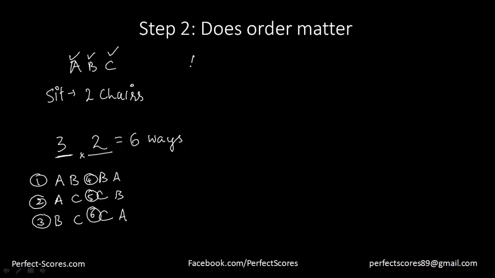Now let me ask you another question. Let me say these are the same 3 people, A, B, and C. Now let me choose a team of 2 people, right? So a team of 2 people is what I want to create. Now if I go by the same method, what will I have? I will have the answer as 3 into 2, right? So I will have the answer as 6.